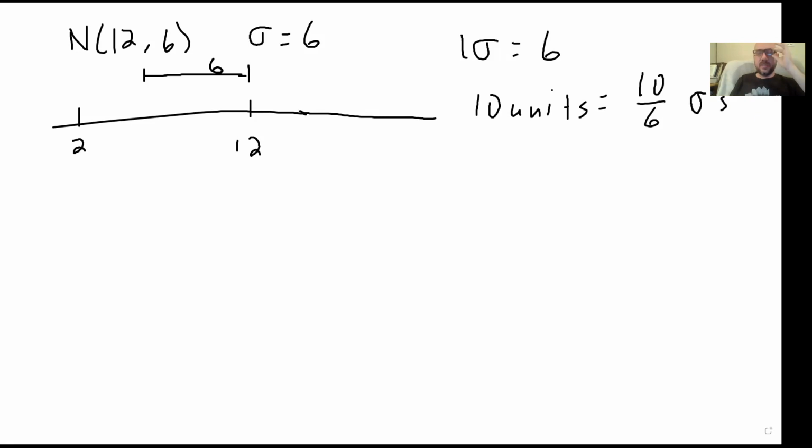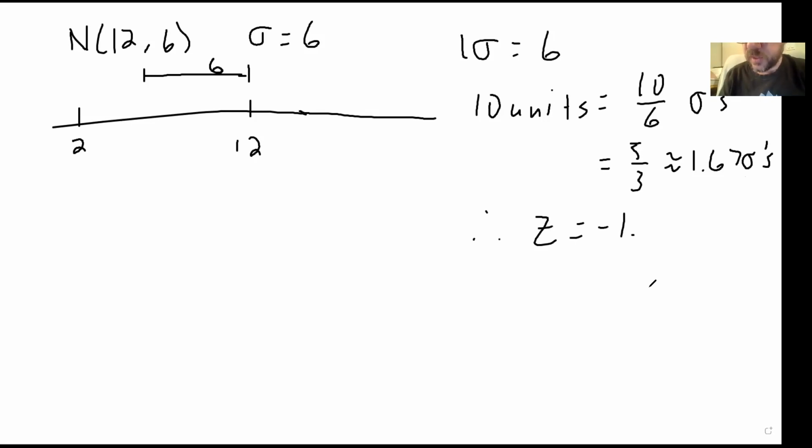Right, because a single sigma is 6 units. So 10 units is 10 over 6 sigmas, which is 1 2/3, right? So 5/3, which is about equal to 1.67 sigmas. So that means that we are 1.67. Z-score is negative 1.67. And so therefore, Z equals negative 1.67.